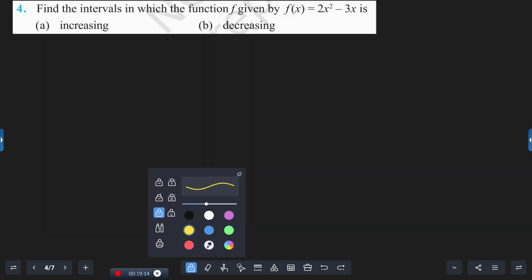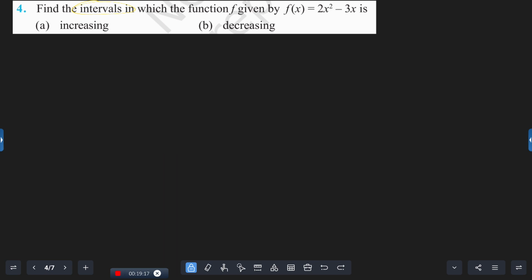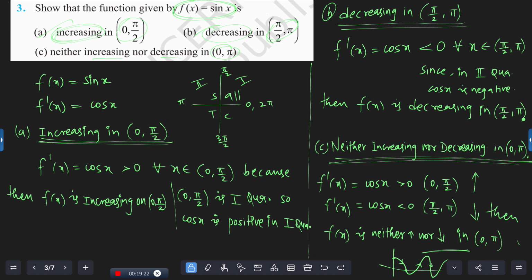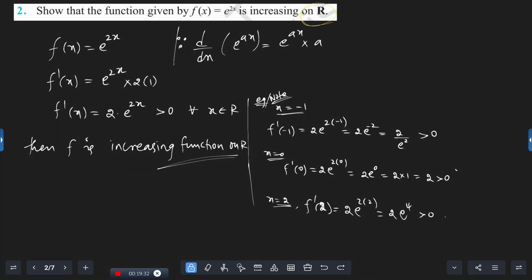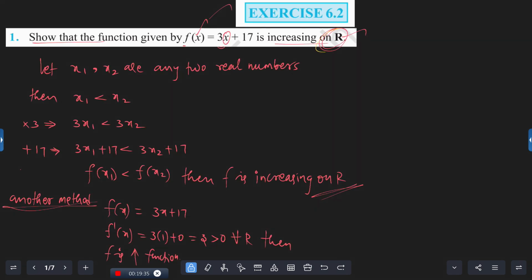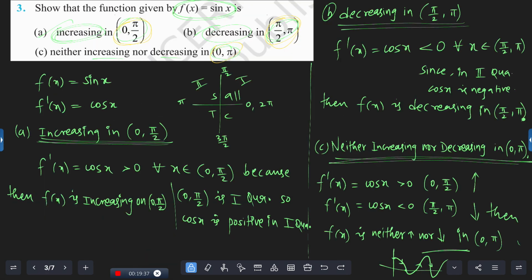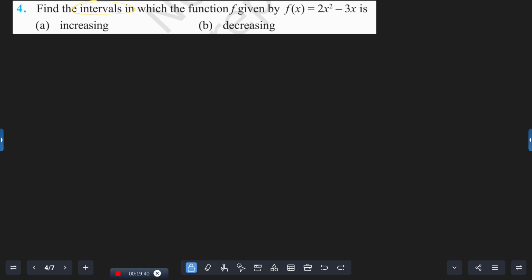Next question: find the interval. From here onwards, our important work is starting. Listen. In the previous questions the interval was given. Have you noticed? In the third question the intervals 0 to pi by 2, pi by 2 to pi, 0 to pi were given, and in the previous ones the real number interval was also mentioned. So since the interval is mentioned, our work is very easy: just differentiate, apply the interval, and check whether it is greater than 0 or less than 0. But from the find-the-interval questions onwards, our important work starts.